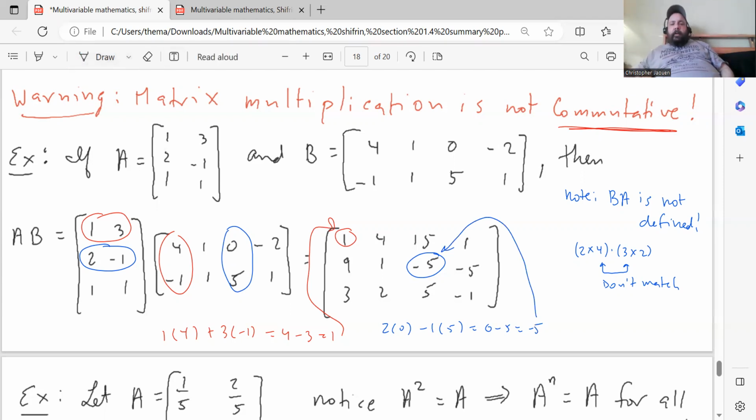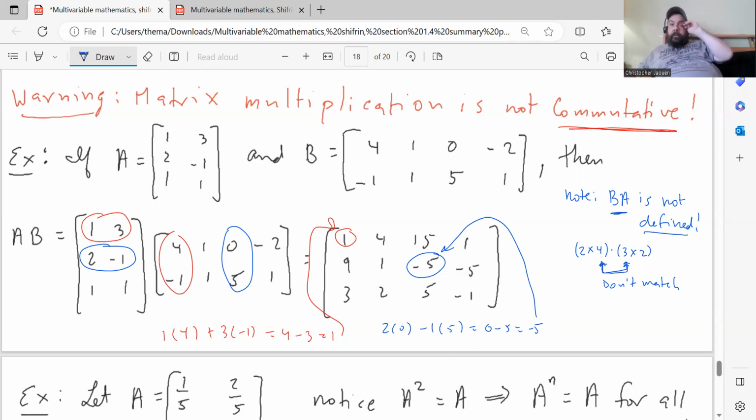Again, something to be wary of. Notice that A times B, we're able to do that product that gives us a 3 by 4 matrix, but B times A is not defined, and that's because the dimensions don't work. So for example, B is 2 by 4 and A is 3 by 2. Notice that the dimensions here don't match.